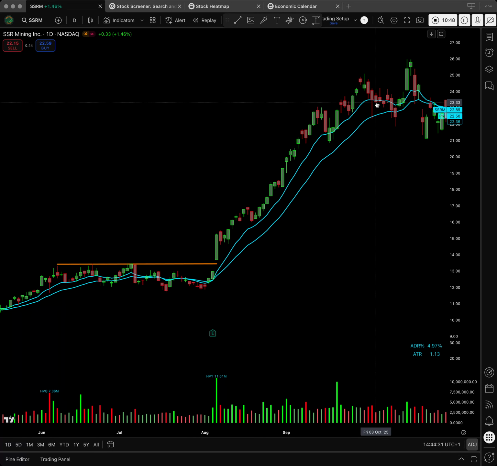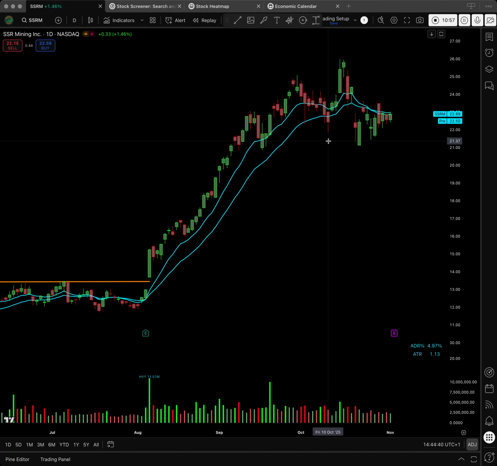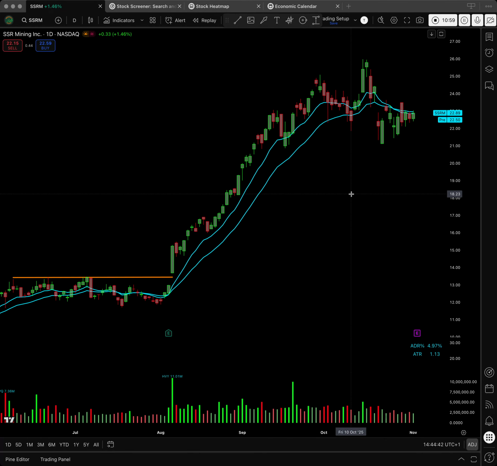And then suddenly it starts closing below it. You get these red candles. It will close below it, and that's our exit trigger. And guess what? It hasn't done anything since. So what we want to do is be in the strongest part of the move here and let the 10 and 20 day guide you.